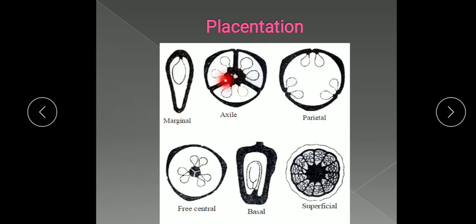So all these margins of all these 3 carpels, they meet in the center, form the placenta, and on this placenta, this is the central axis, and at this central axis you see these ovules. So this type of placentation is found in tomato, citrus, China rose. Then we'll see the parietal placentation.